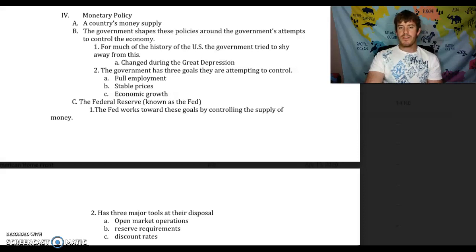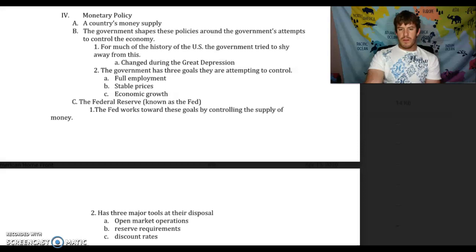And so the government always has three goals, guys, when they're trying to control the economy. And those three goals are one, full employment. That everyone's employed. Obviously, employment is good for the economy. You want really, really low unemployment, really high employment. Obviously, we're struggling with that right now, but that's something that the government's working towards.